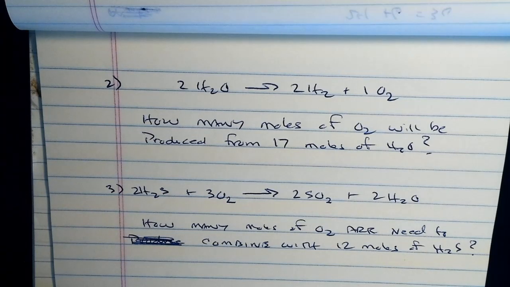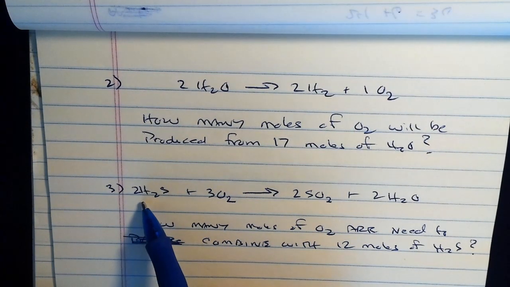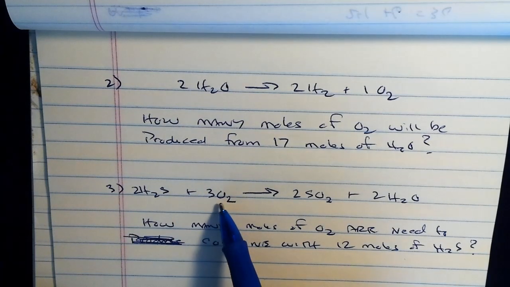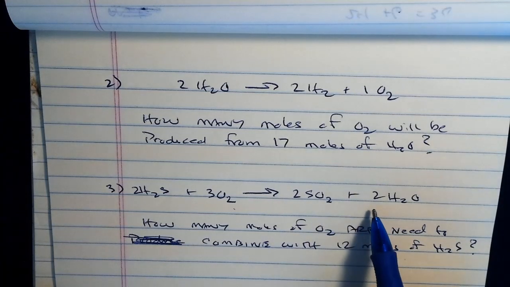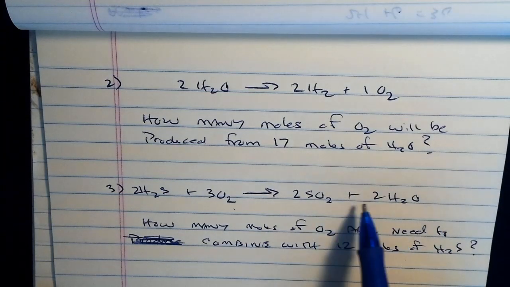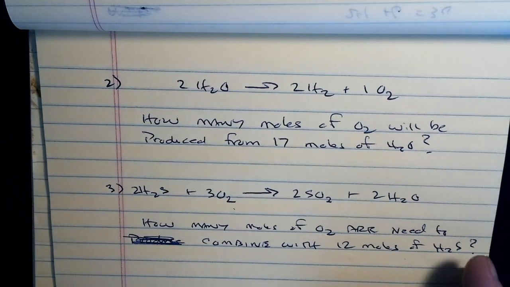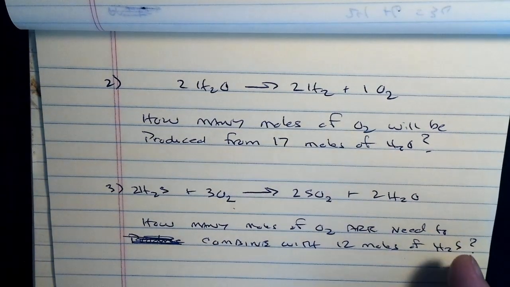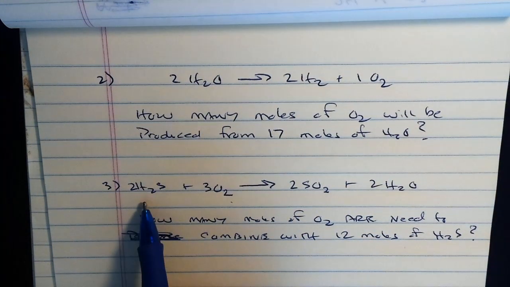And then problem 3, for moles A and moles B, you have 2 parts of H2S reacting with 3 parts of O2 to produce 2 parts of SO2 plus 2 parts of water. So those numbers, 2, 3, 2, 2, that's the what now? It's the molar ratio. All right, how many moles of O2 are needed to combine with 12 moles of H2S?